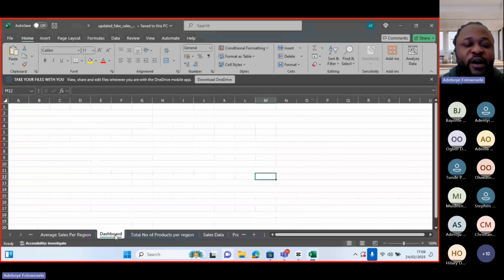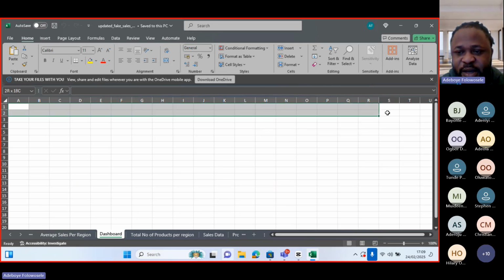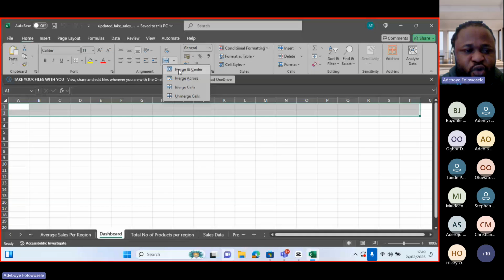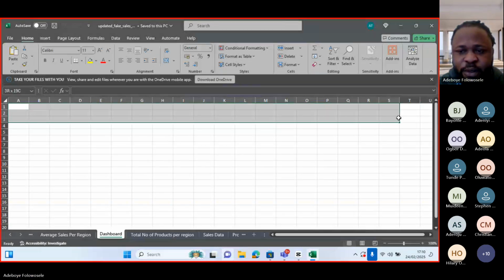So let's go to what I said, that we are going to design a dashboard today. So how do we go about that? Hopefully there will be enough time for us to finish designing it. But our data is kind of limited, so we will work with the data that we have. Let's give our dashboard a title. Remember that when we started this class, I taught you how to merge and centralize in Excel. So I want to merge these cells now and centralize it.